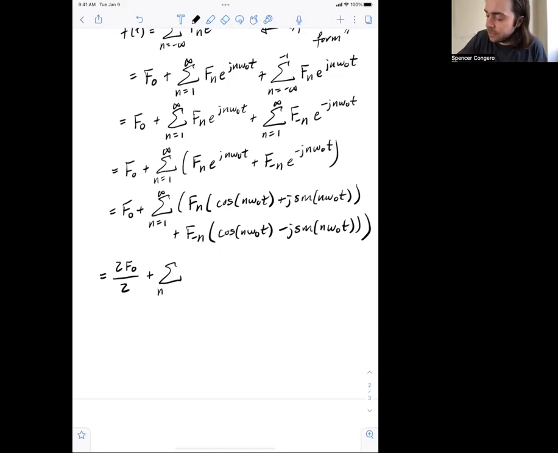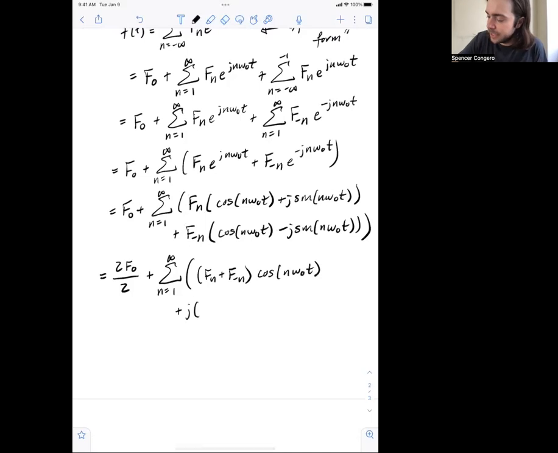And now I'm going to combine some terms in the sum. Okay, so what do I have that's multiplying cosine? Well, I have f sub n plus f sub negative n multiplying cosine of n omega naught t. And then what do I have multiplying sine? Well, I have f sub n times j plus f sub negative n times negative j.